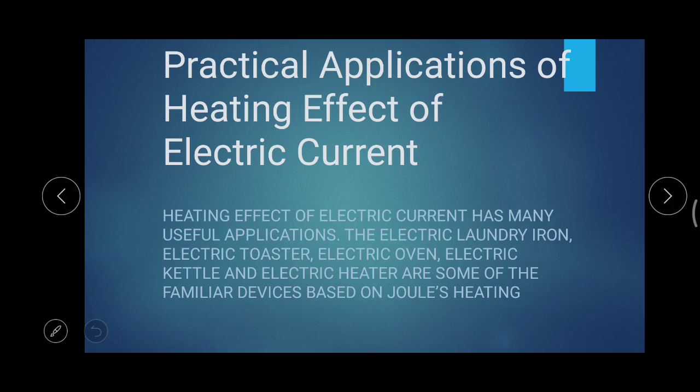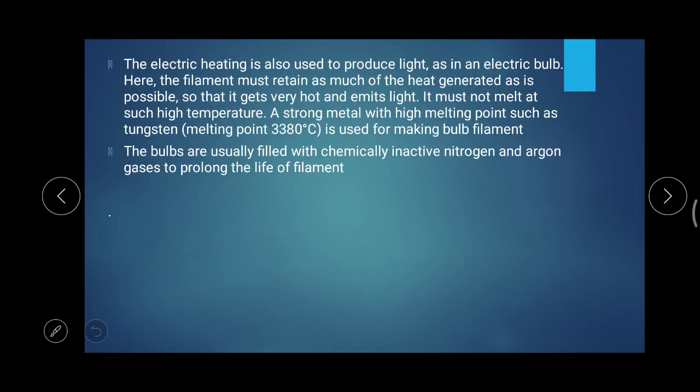In these things we are using a conductor with a higher resistivity and higher resistance value. Then the flow of the current will not be reduced or prevented, and the electrical energy will be converted into heat energy. That heat energy we will use for other applications. Now come to the next slide.